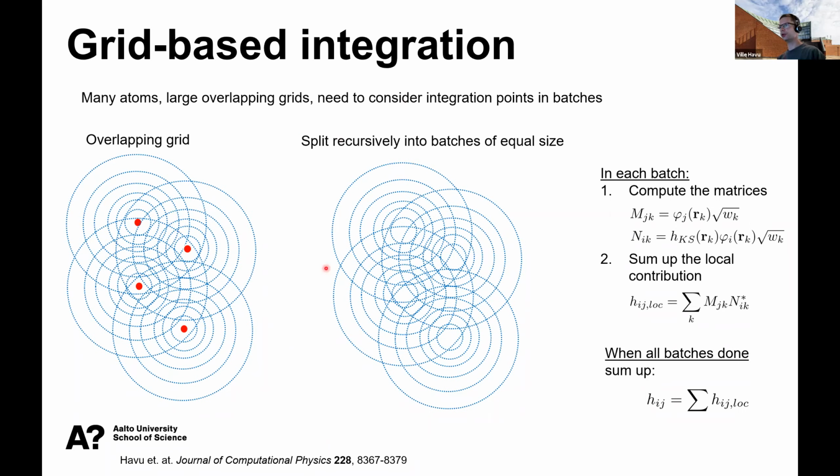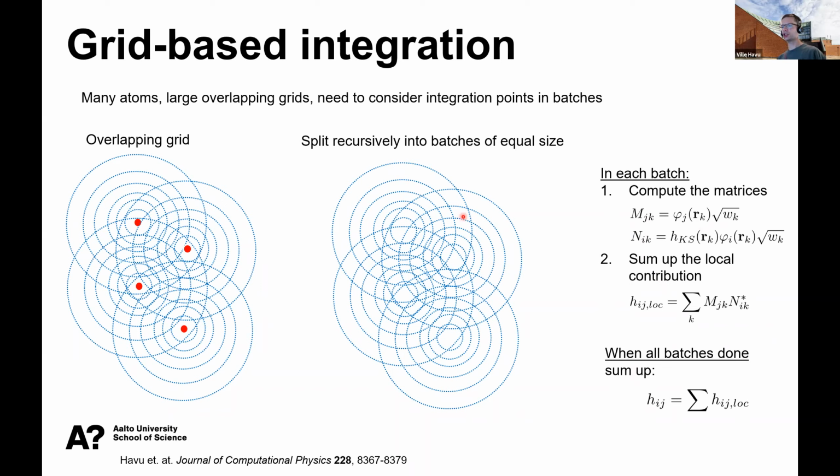So we need to group them in batches. And when we go through the batches, we compute ready-made the matrices that will comprise the necessary integrands. So it is just split in two here; I call them M and N. And then we sum up the local contribution for those batches. And when all batches are done, we sum up.